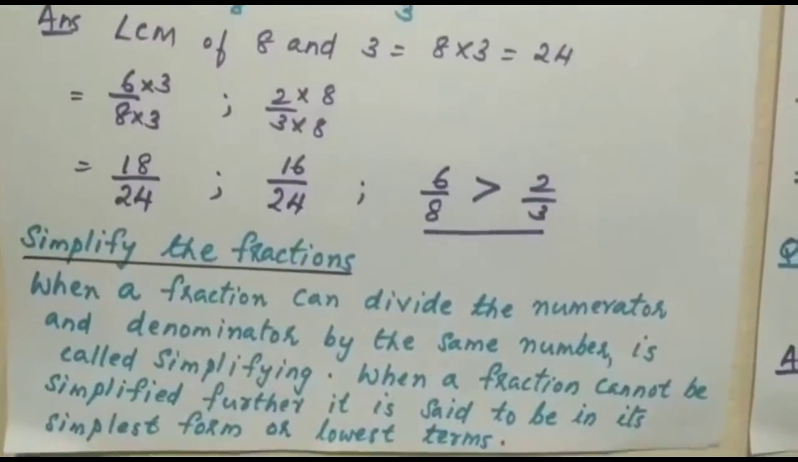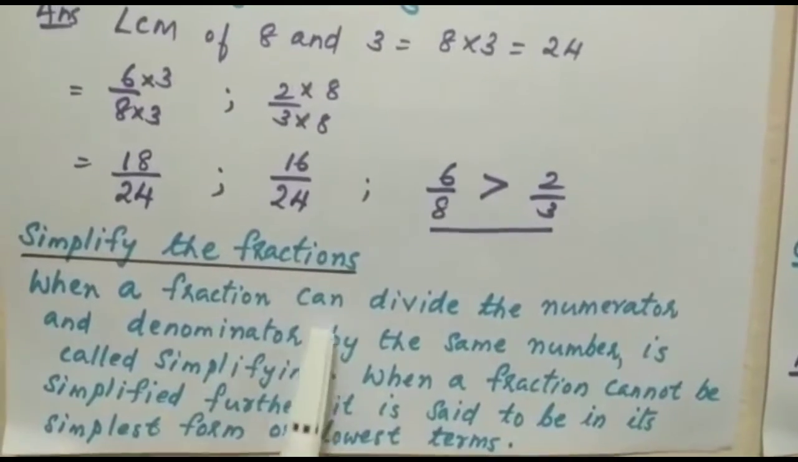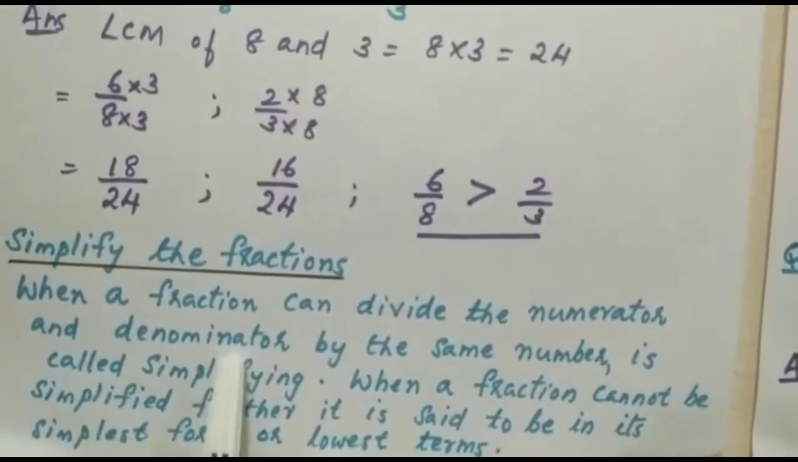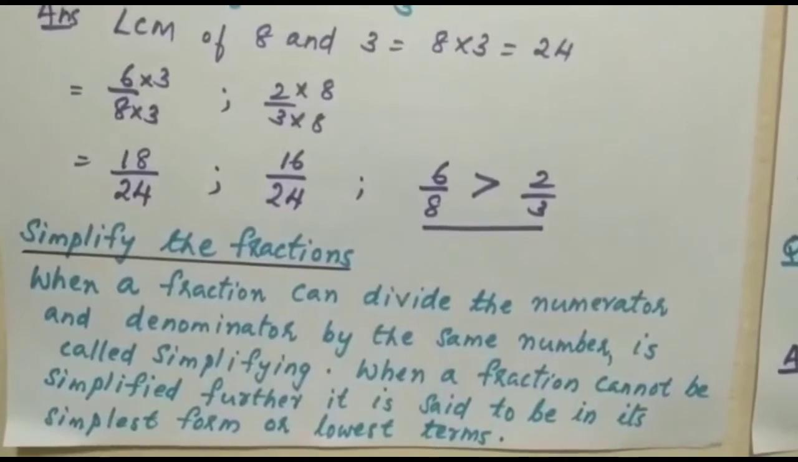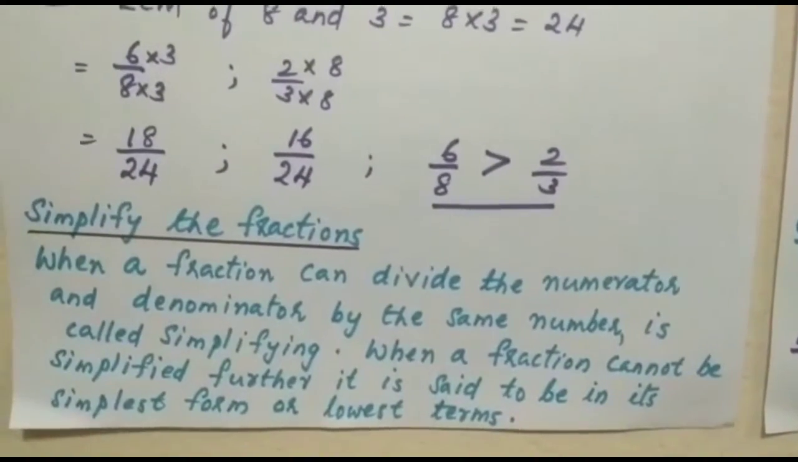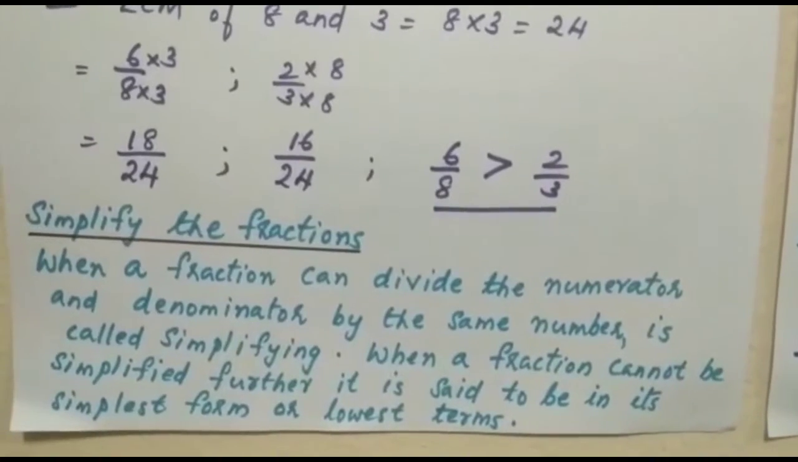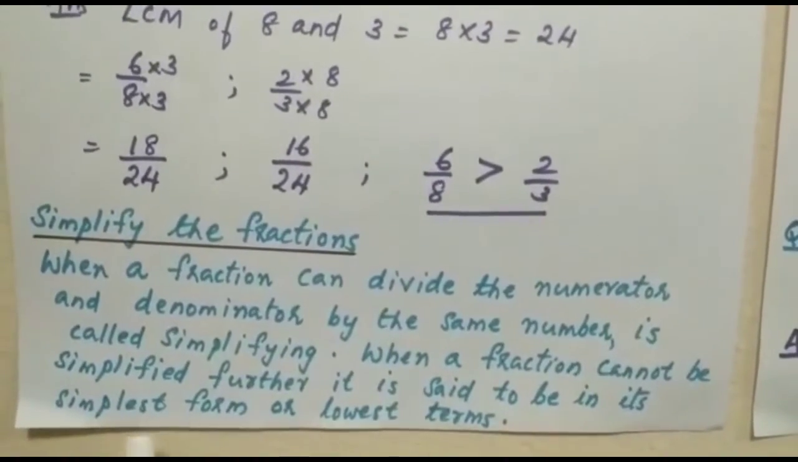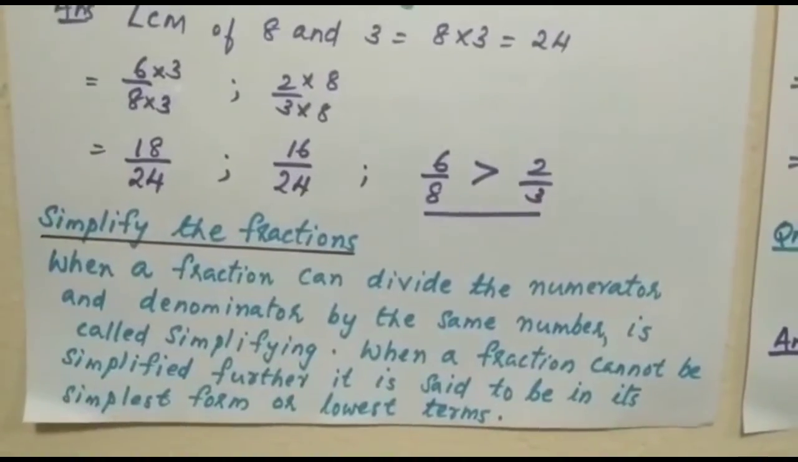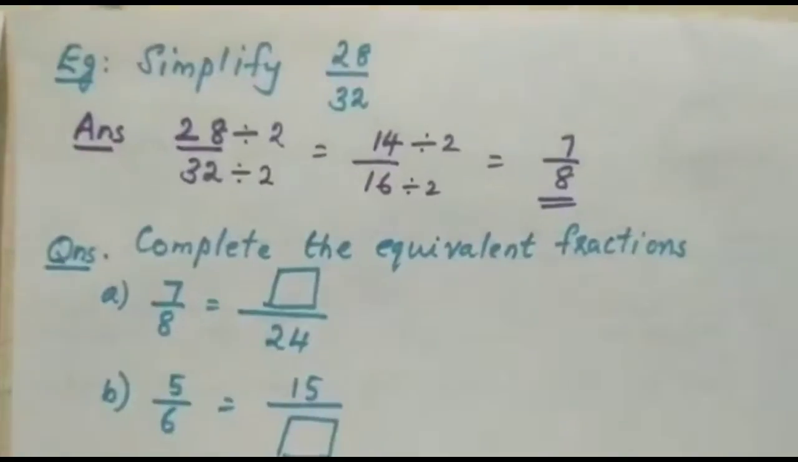Simplify the fractions. When we divide the numerator and denominator of a fraction by the same number, it is called simplifying. If you divide the fraction by the same number, you will get the simplified fraction. When a fraction cannot be simplified further, it is said to be in its simplest form, which means the lowest terms.